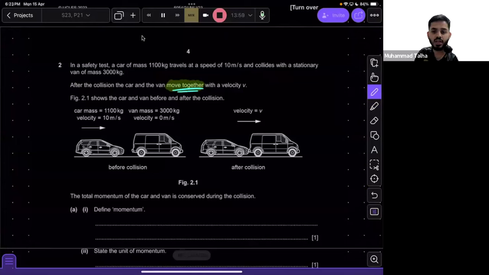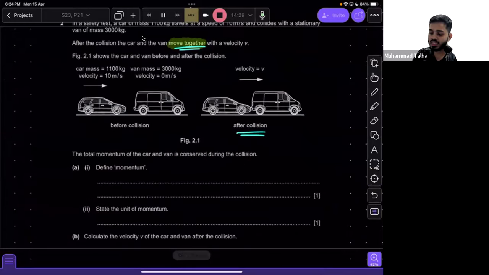And when they stick together, you know that when I write down the expression for the conservation of momentum, since they both are really now one object, I'll add their masses, right? This is the cue that the examiner is giving you by saying these words. Then it just shows the diagram which shows all of this data before and after the collision. Total momentum of the car and van is conserved during the collision. You know this. This law is known as the conservation of momentum.